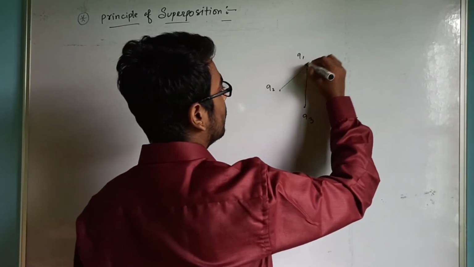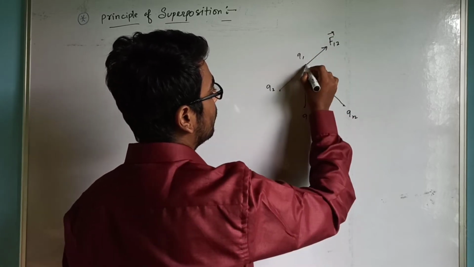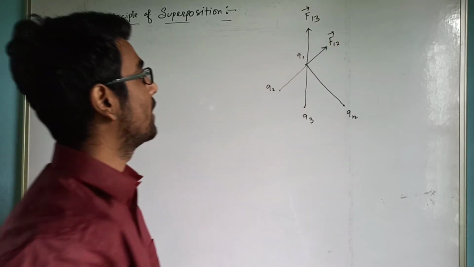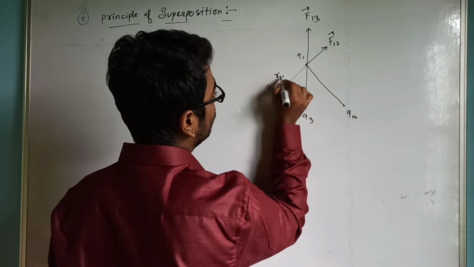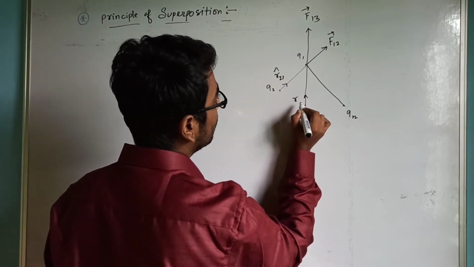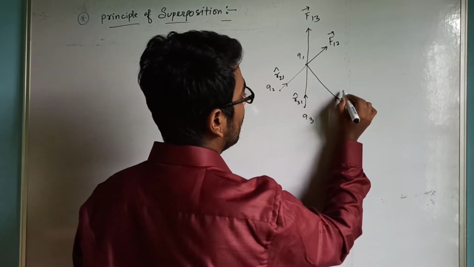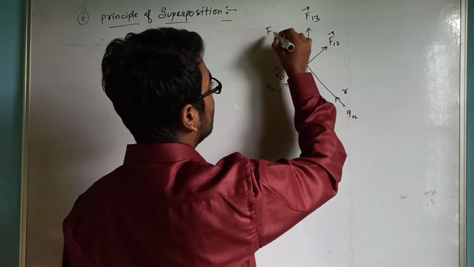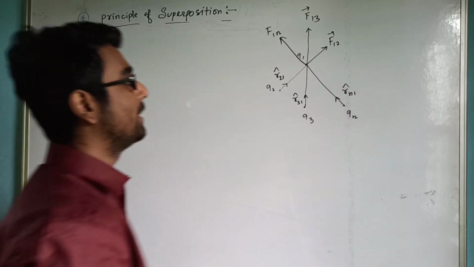So F12 will be in this direction. In a similar way, F13 will be in this direction. So r21 cap will be in this direction. In a similar way, r31 cap will be in this direction, and in a similar way the direction of force will be F1n. So rn1 cap will be in this direction.